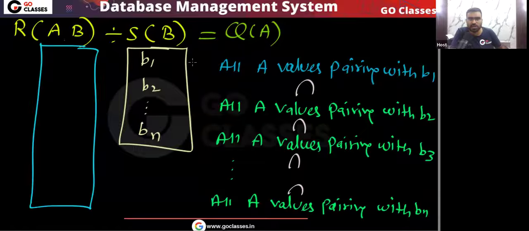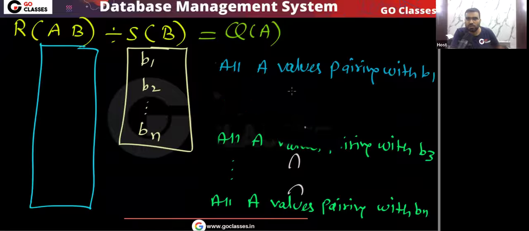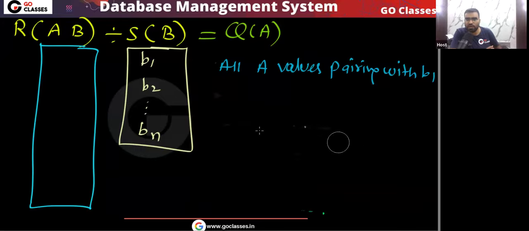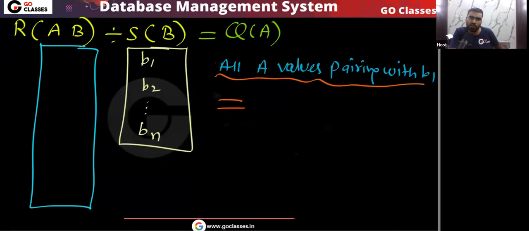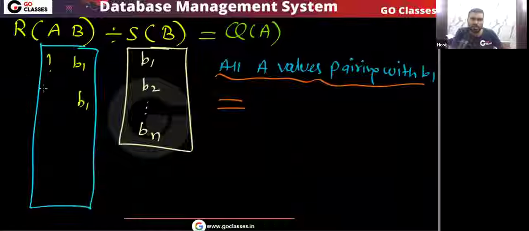Okay, so in one line, how to write this? You tell me, how will you find A values pairing with Bi? For example, A values pairing with B1. How will you find all A values pairing with B1? Very simple. I want all A values that are pairing with B1. This is what I want. Yes or no? So very simple.